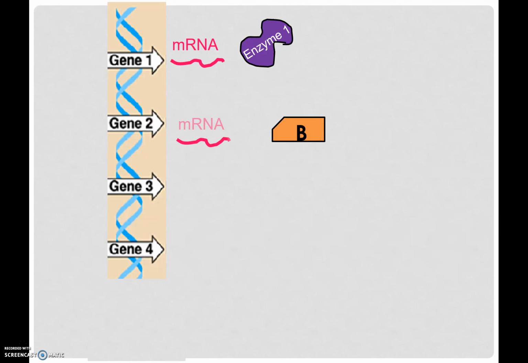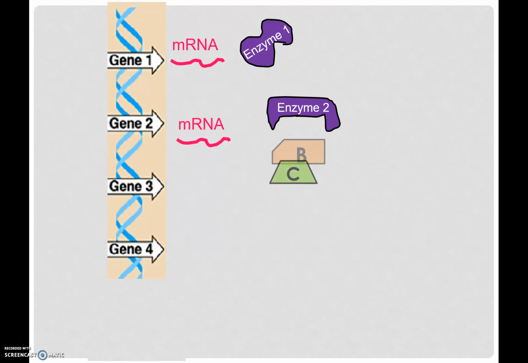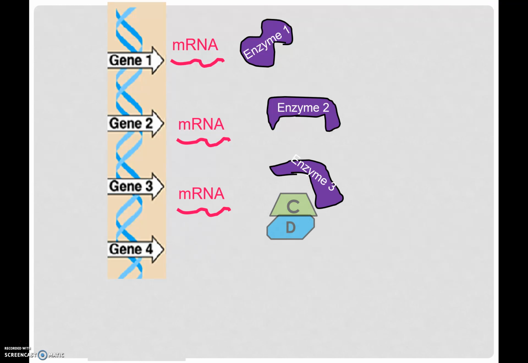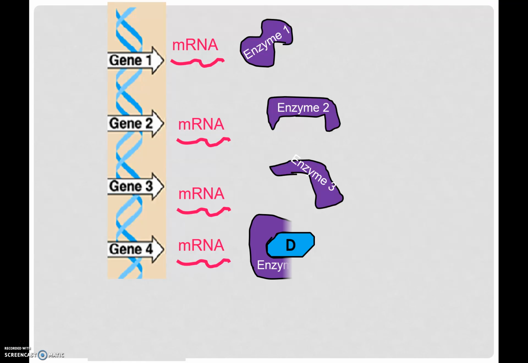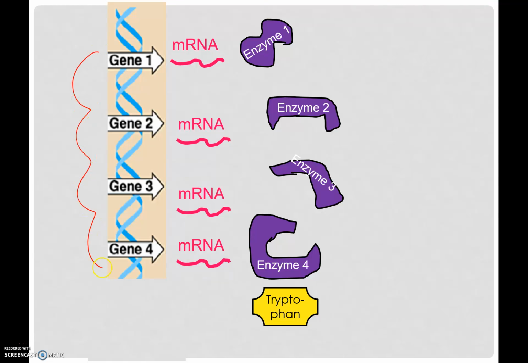Now gene number 2 codes for a messenger RNA that codes for another enzyme. Now that chemical reaction will turn that into C. Gene 3, guess what? Another enzyme. Okay. We're finally at the end of the metabolic pathway. The last product that's made is tryptophan. So here you have a series of genes that all code for the proteins that the bacteria needs in order to make tryptophan.